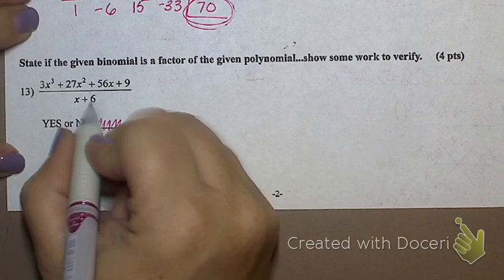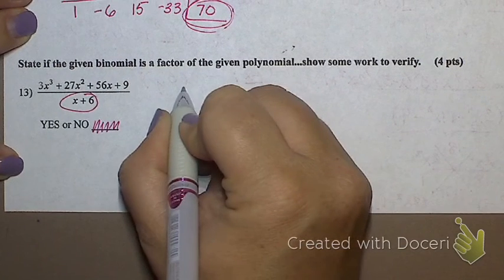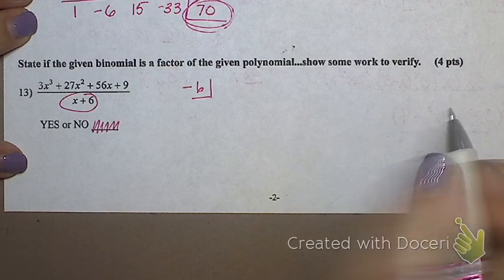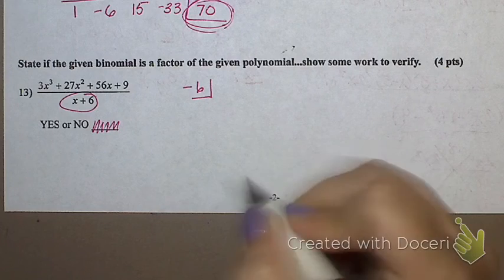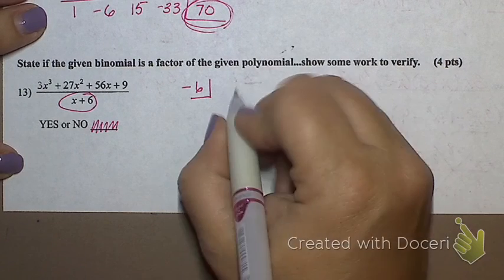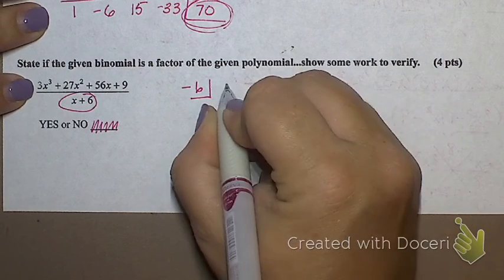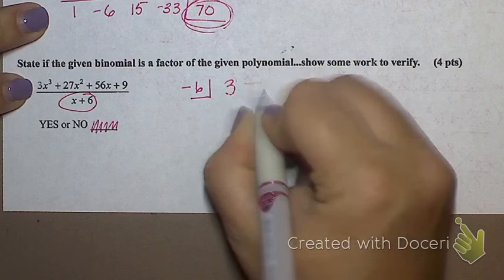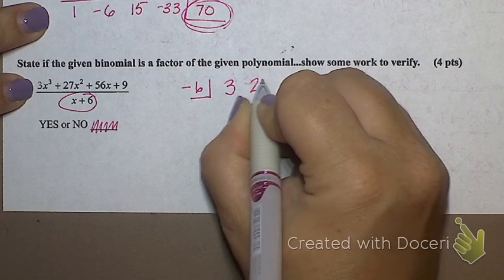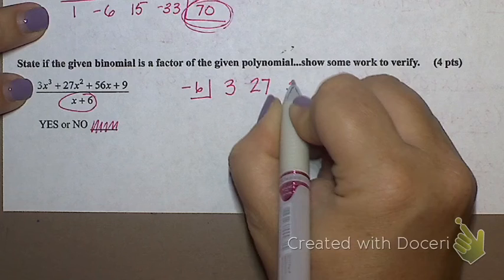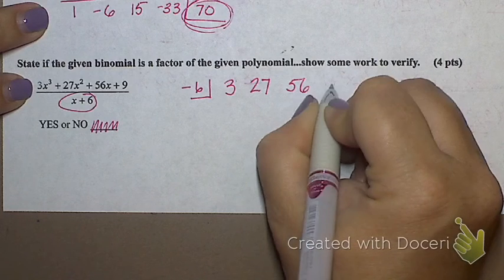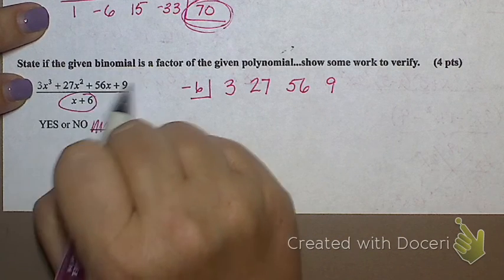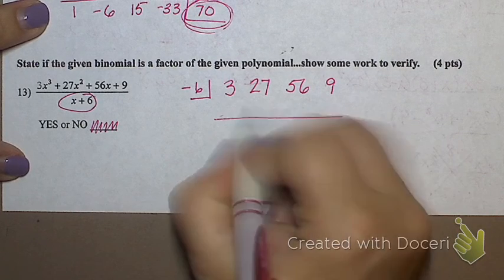So what's my box number? Looking here, negative 6 is my box number, right? Because when you set x plus 6 equal to 0, you end up subtracting, and that's where the negative 6 comes from. What are my numbers across the top? 3, 27, 56, 9. There's no missing ones, right? 3, 2, 1, 0. I think we're set. All right, here we go.